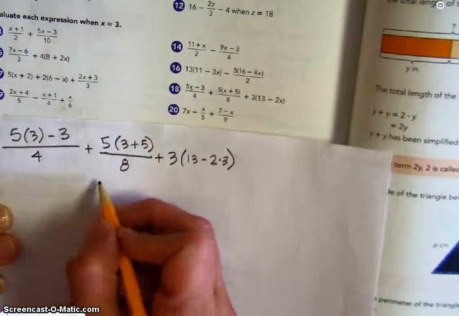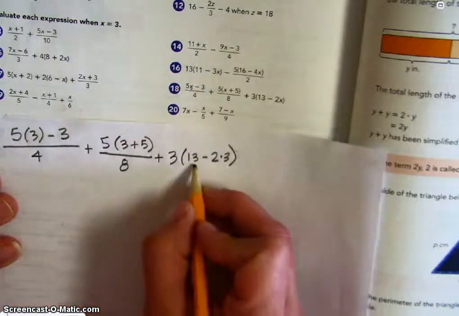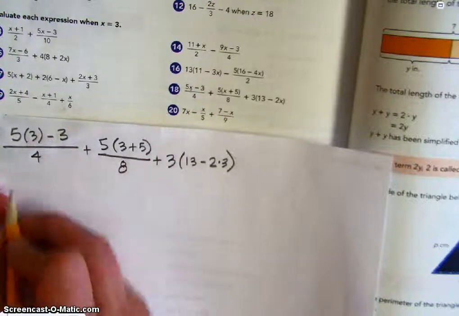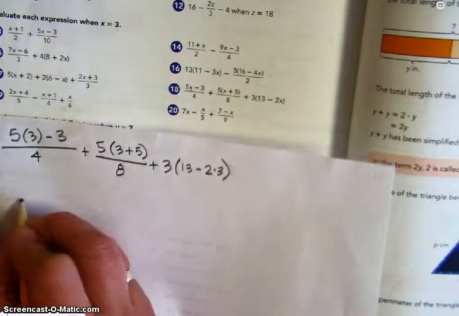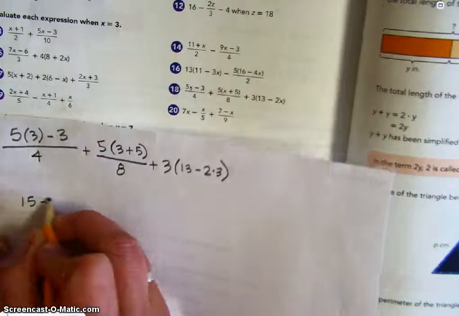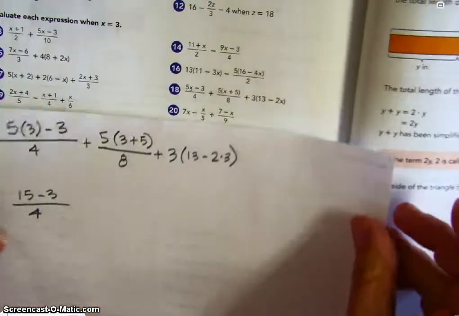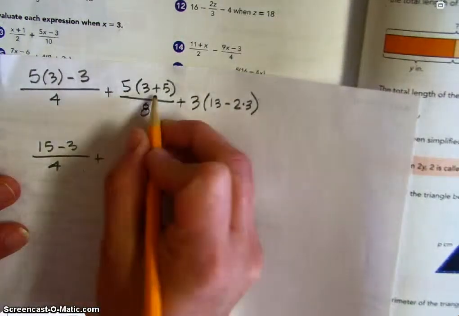Our parentheses first. So I'm going to go ahead and rewrite. Start with my parentheses over here, starting right here, because remember we always move from left to right whenever we're doing our order of operations. So 5 times 3 is going to be 15, and I just put in my takeaway 3 there, put it all over 4.